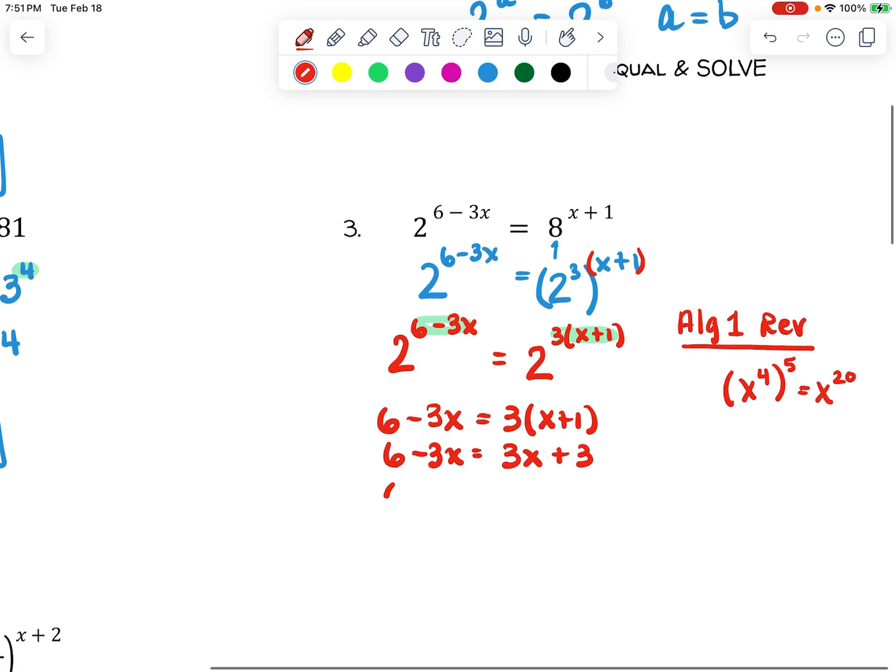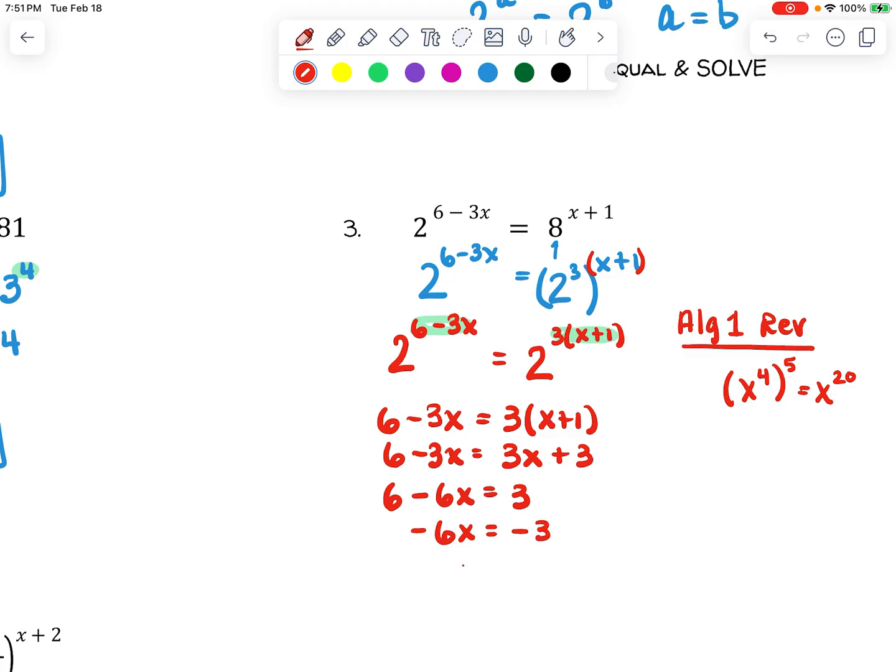And then 6 minus 6x, if I bring that 3 over, is equal to 3. And if I subtract 6, sorry, I'm going to get negative 6x is equal to negative 3. And so x is going to be 3 over 6, which is 1/2. Okay? So final answer there. And you can check your answer, right?